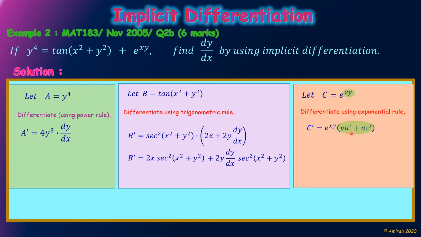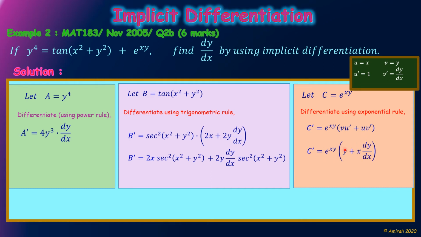We need to use the product rule, because this is a multiplication between variables. When we use the product rule, the formula is vu prime plus uv prime. So our u is x, then we differentiate, we have 1. Our v is y, then we differentiate, we have dy over dx. And then we substitute here.